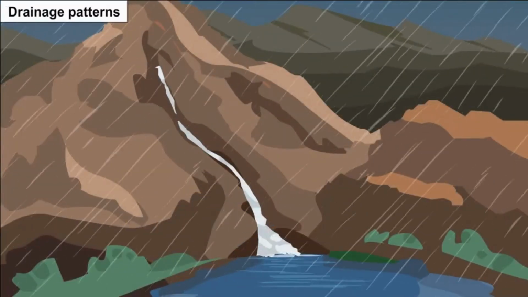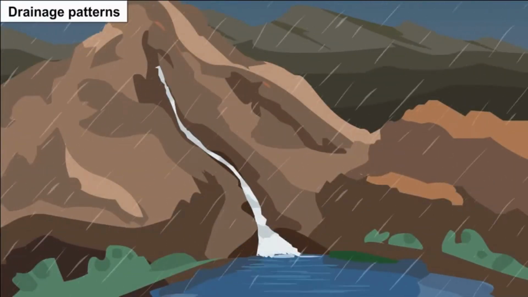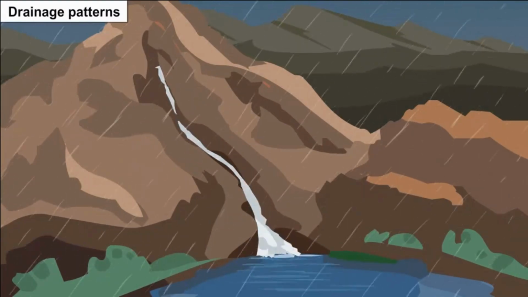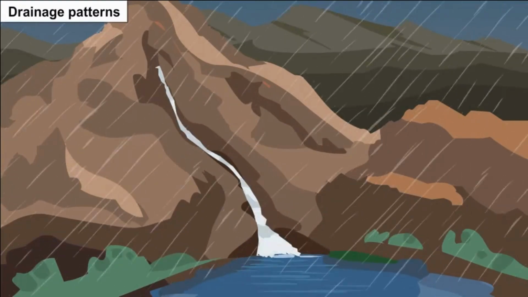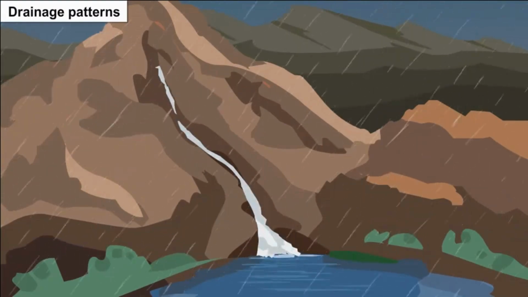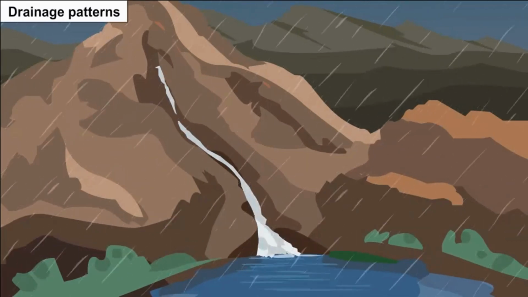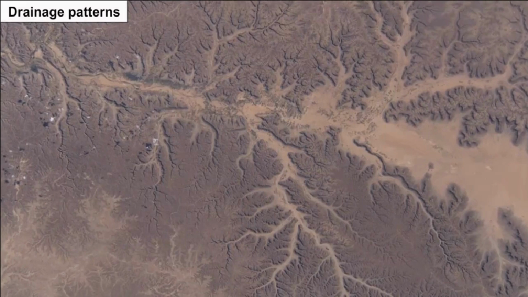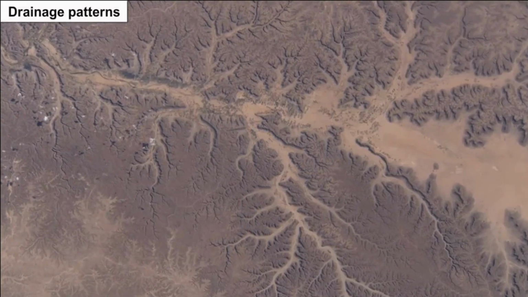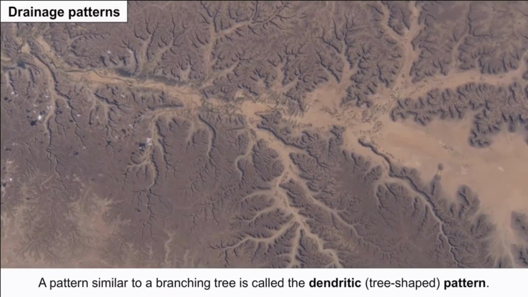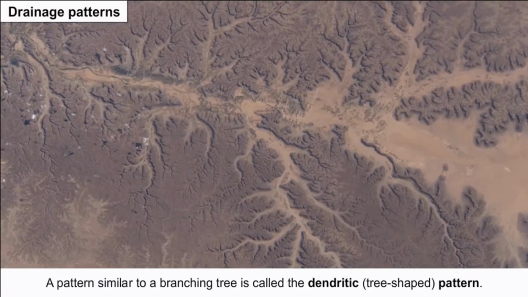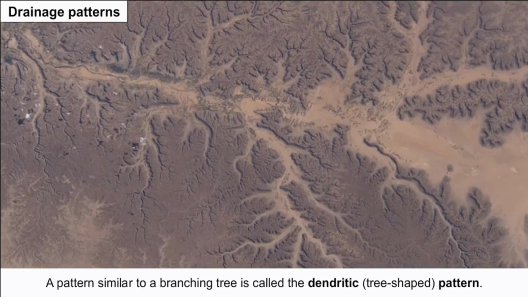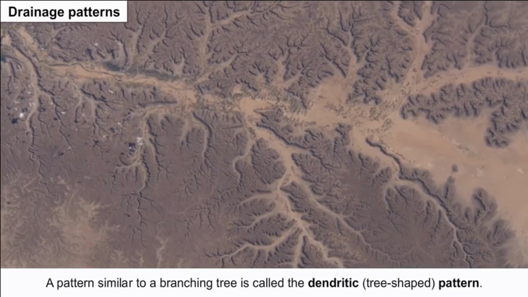Drainage patterns. Depending on the slope of the land, rock structure beneath, and the climatic conditions of an area, 4 different kinds of drainage patterns are formed. Smaller streams join the tributaries, which join the main river later. They form a pattern similar to a branching tree. This is called dendritic, tree-shaped pattern.